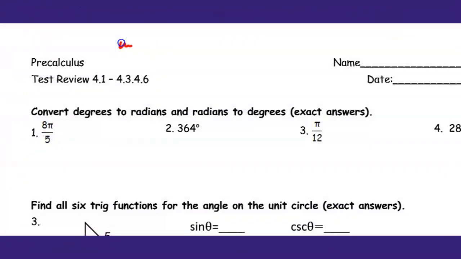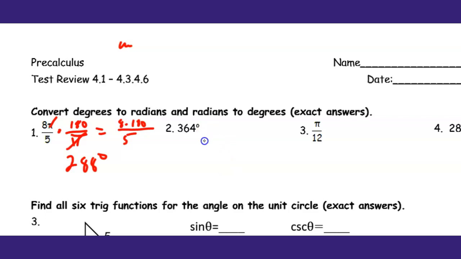Alright, on this first example, it says convert degrees to radians, radians to degrees, and find the exact value. So we use the 180 over pi conversion, which is 8 times 180 all over 5, because those pi's cancel out, and I get a whopping 288 degrees.